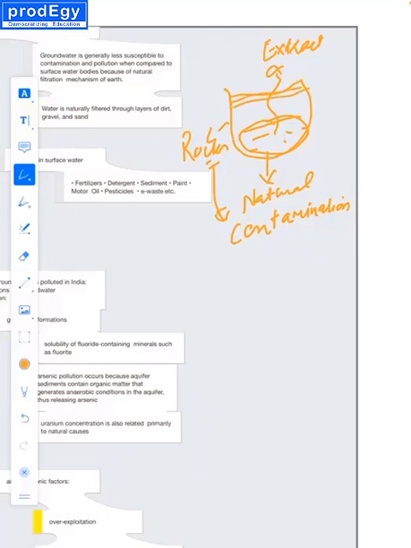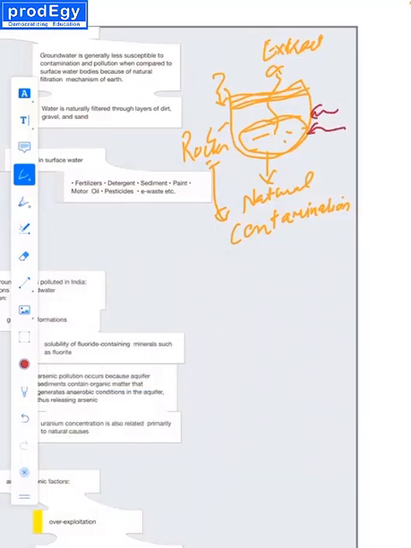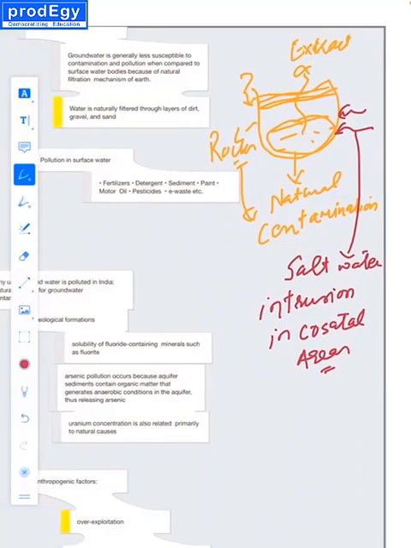Or sometimes if your water table is near the surface, the filtering mechanism which was provided by soil horizons is less. So whatever impurities you have in your surface flow can enter the underground water table. Along with this, sometimes there can be salt water intrusion in coastal areas. This can also contaminate your underground water.